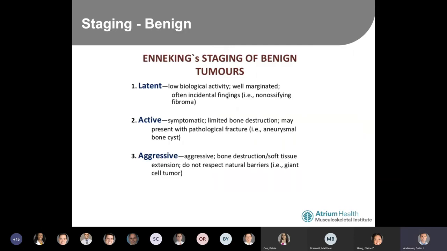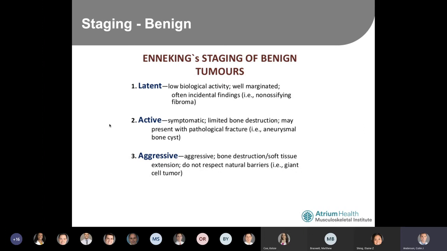So briefly, staging. There's the Enneking staging of benign lesions. This is typically described as having 3 levels. Latent lesions are of low biological activity, well marginated, and they're probably not likely to do anything. This is something like a non-ossifying fibroma. Lesions can also be active, such that they have the potential to grow over time. They sometimes can be symptomatic. There's some bony destruction.